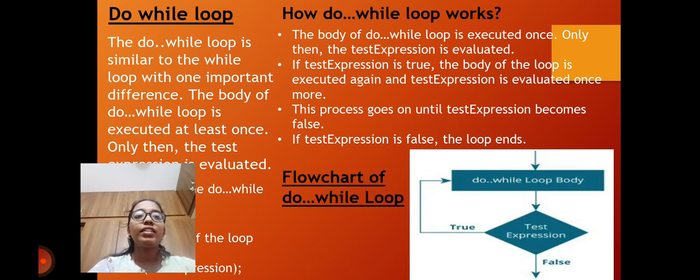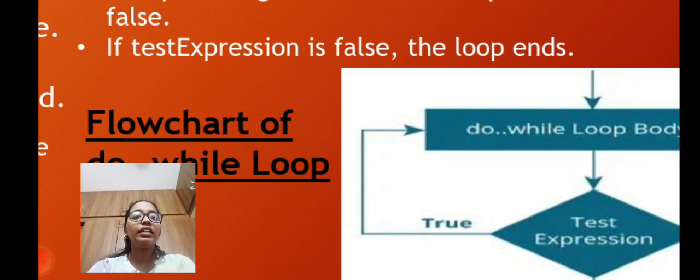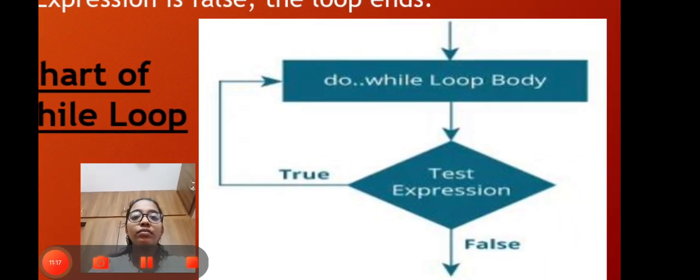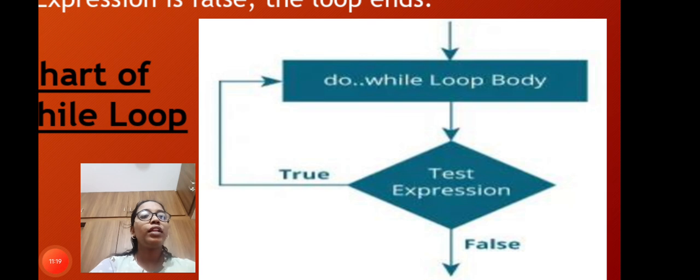evaluated. If the test expression is true, the body of the loop is executed again and the test expression is evaluated once more. This process goes on until the test expression becomes false. If the test expression is false, the loop ends. So this is a flowchart of the do while loop. In the do while loop, if the test expression is true, continue; if false, stop.